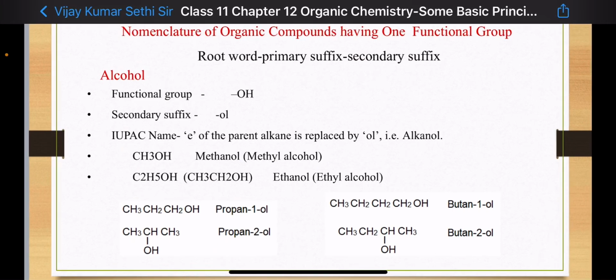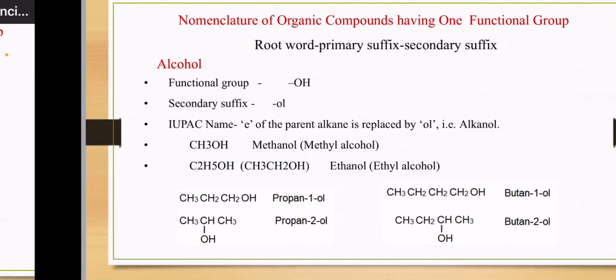Now the nomenclature of organic compounds having one functional group. First is alcohol. For alcohol the functional group is OH and the suffix is -ol. It means from the alkane name, the e is replaced by ol. So methane will become methanol, ethane will become ethanol, and likewise we give the number to the position of the carbon to which the OH group is attached.